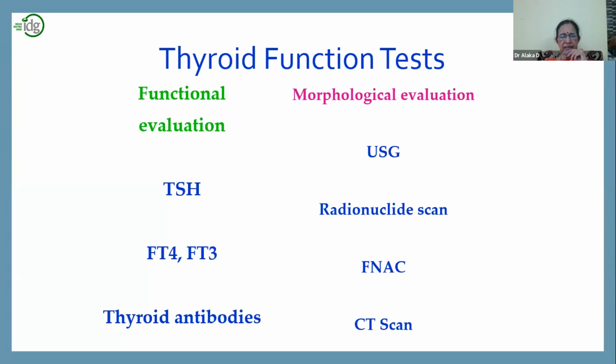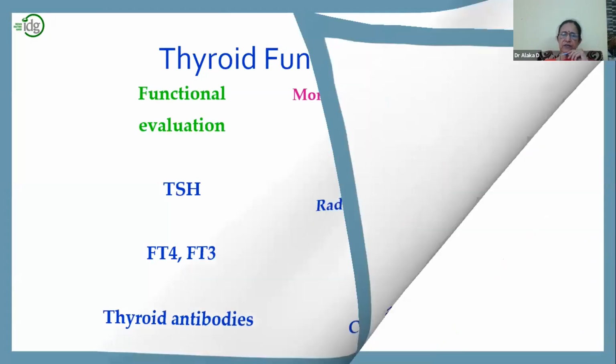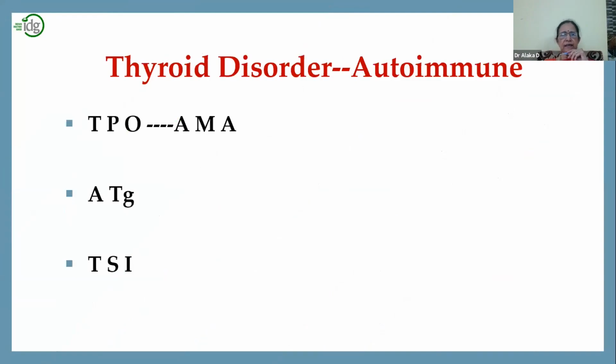Then, because the FT4, FT3 can be high or low, at the same time we will also evaluate the pituitary function by doing TSH. And then we will also do thyroid antibodies. So the functional tests: TSH, that is from the pituitary; free T4, free T3 from the thyroid; and thyroid antibodies, which will give us some idea about the etiology. Morphological evaluation: USG, radionuclide scan, a CT scan if needed, and FNAC.